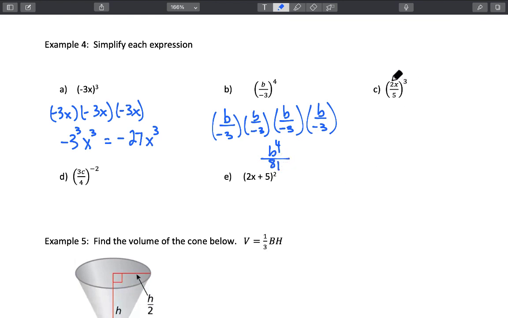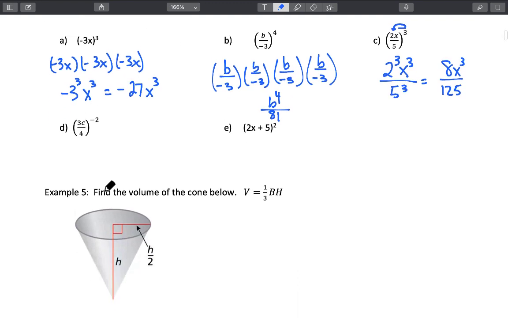All right, next up I have 2x being divided by 5, all raised to the third power. I'm going to take my shortcut now, my two properties that I just talked about, and I'm going to take that 3 and distribute it to both the 2 and the 5. So this is 2 cubed x cubed all over 5 cubed. All right, 2 cubed is 8x cubed divided by 5 cubed, which is 125.